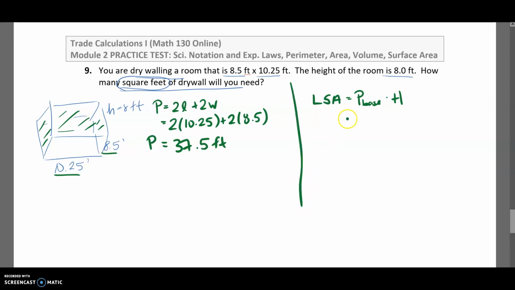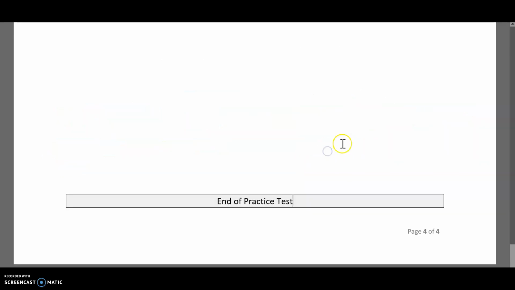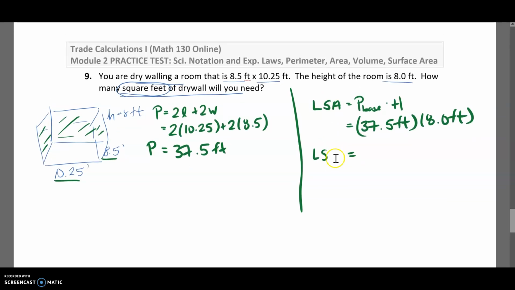I can substitute that into my next equation. The lateral surface area, the perimeter of the base, is 37.5 feet times the height of the room, which was 8.0 feet. Multiplying together, I get a lateral surface area of 300 square feet. So therefore, we need about 300 square feet of drywall.